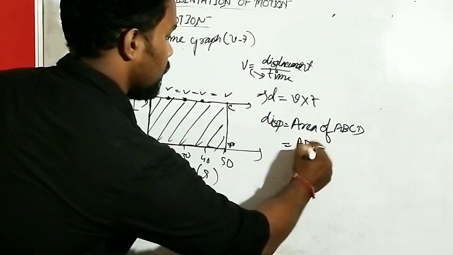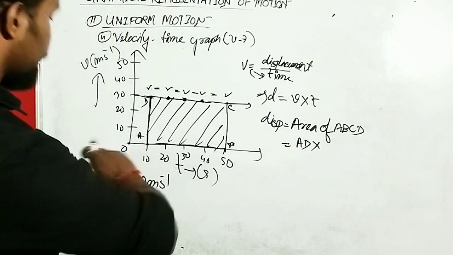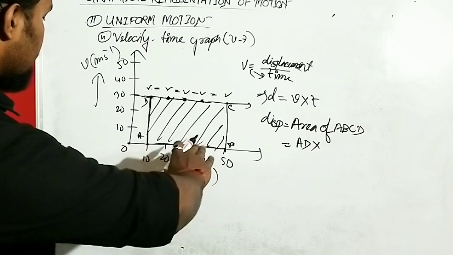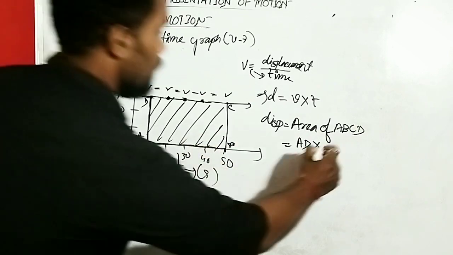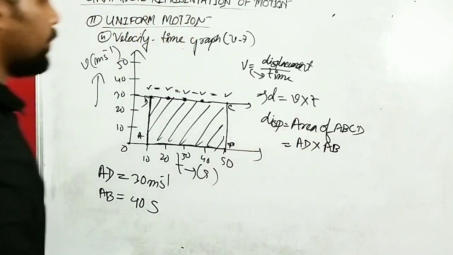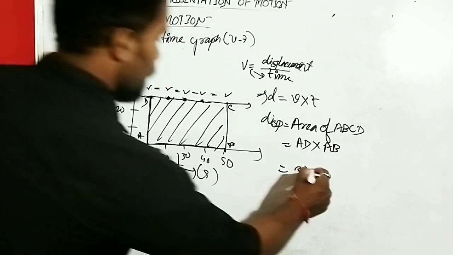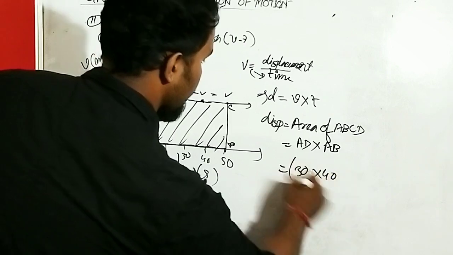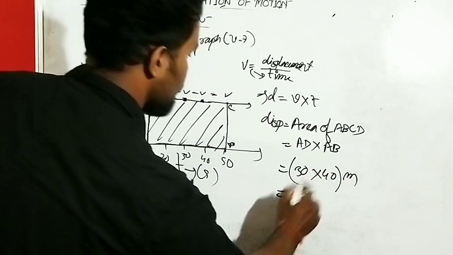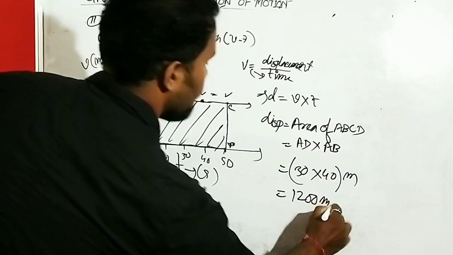Now what is the length here? AD, right? And what is the base? AB, right? AD is nothing but 30, and what is AB? 40, and it will be in meters. 30 into 40 is going to be 1200 meters, right?